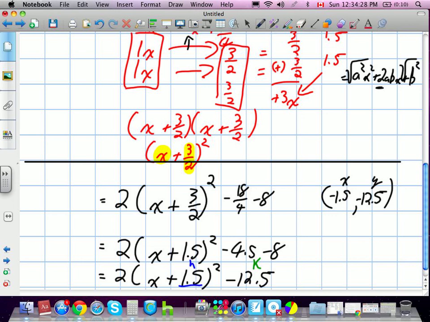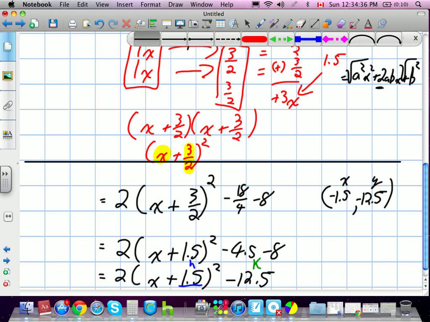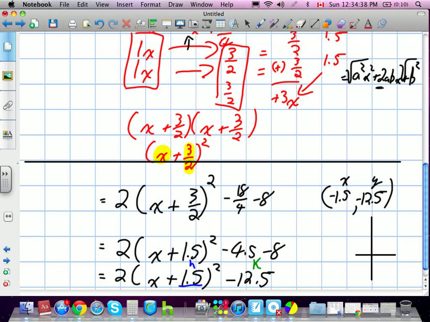So we have our vertex now, which means we have a max or a min. Our a value is positive, so that means we have a parabola that opens upwards, right? The vertex is at negative 1.5 and negative 12.5, so somewhere down here, and it goes up like this, because our a value was a positive number. We know it opens upwards.